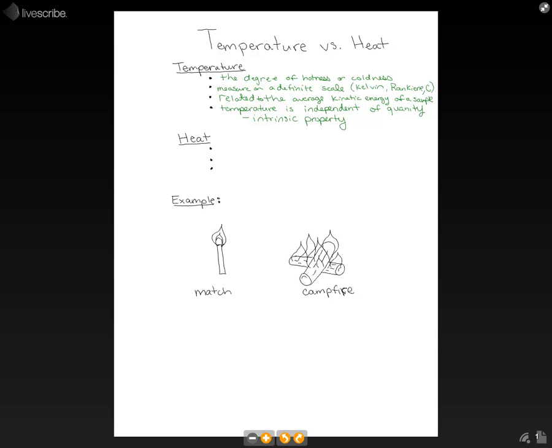One way to think of that is you could have a match and a campfire, like our example below, where they can both have a temperature of 350 degrees Fahrenheit, even if they're not the same size.